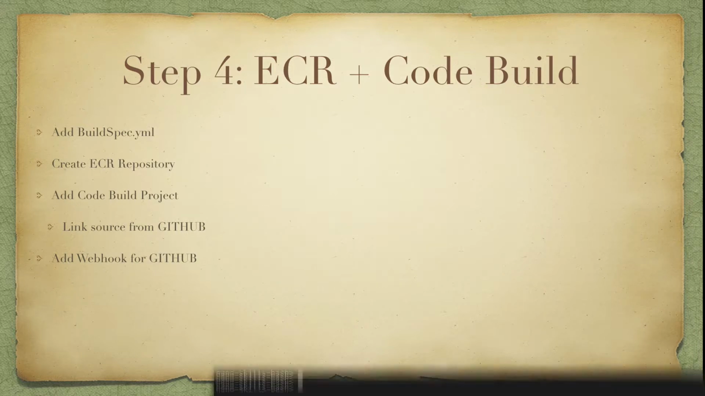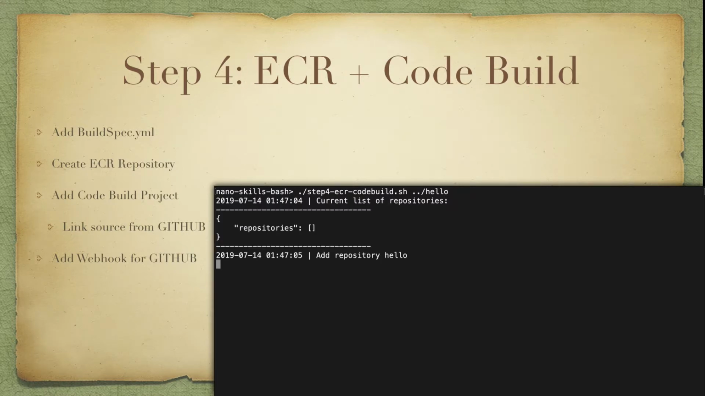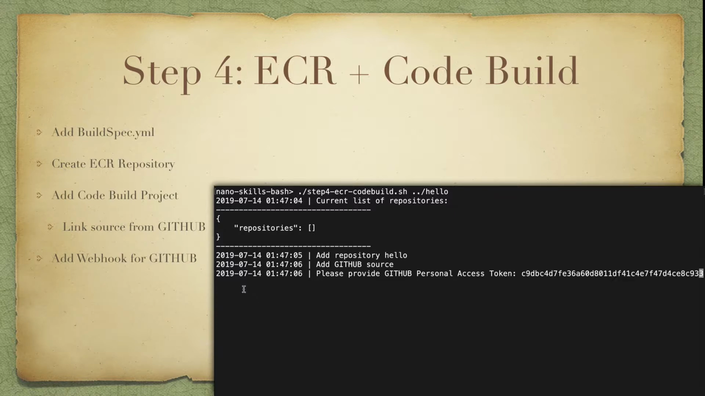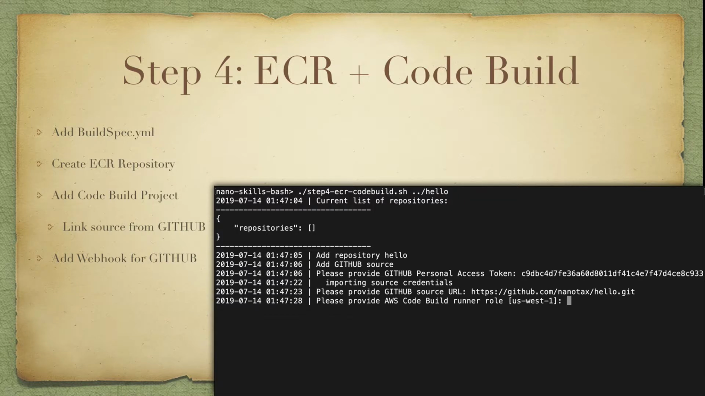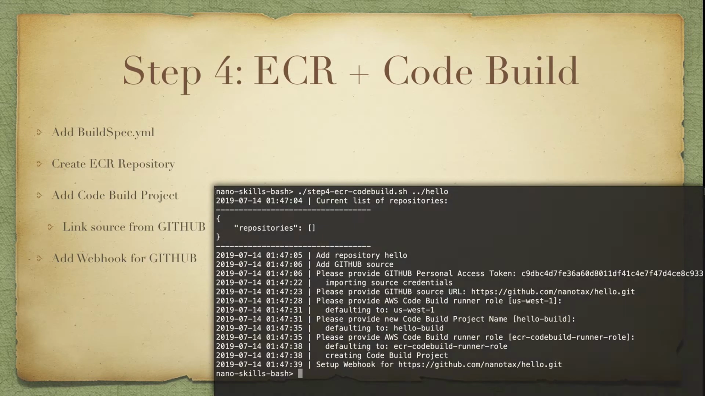I am going to execute the step 4 script now. Observe the creation of a new repository, hello. Next, we need to specify the personal access token that we have generated in step 3. Following, the URL of the GitHub repository. Now a few things for the AWS side: the region, the name of the build project, and the AWS role that will be running CodeBuild. You can see the build project has been created, and the webhook has been set up.